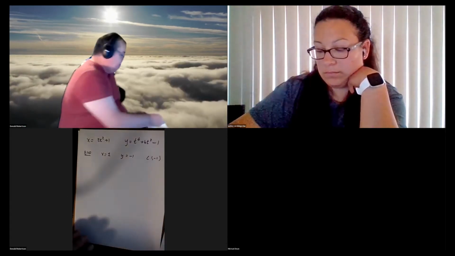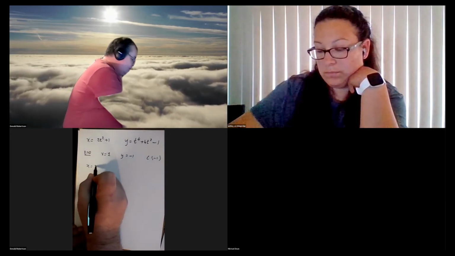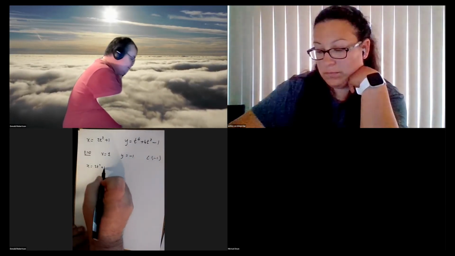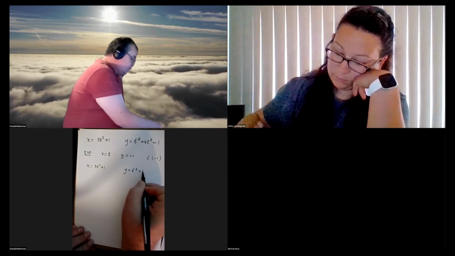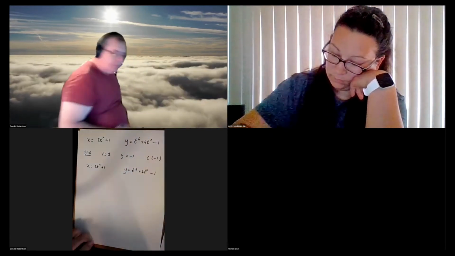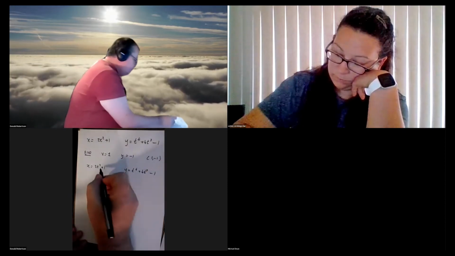At t equals 0, it would be at position (1, -1). Right, let's focus on the substitution stage. And I'm going to show you a little shortcut that you can sometimes do. But the first time, I'm not going to do the shortcut. I'm going to go the usual typical way of doing this.